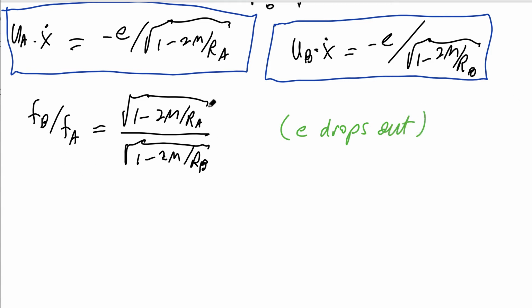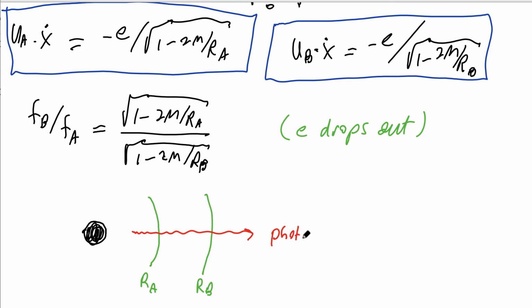So now let's take a look at this result. Let me draw a picture first, the same picture we had before. Here's the central body of mass m. Here's areal radius A. Here's areal radius B. We have our observers sitting at those radii, and there's a photon moving radially outward. So this is the photon.